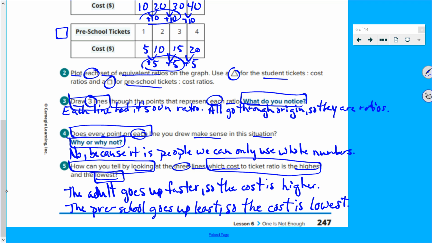Okay? So make sure you're answering all the questions. Make sure you're paying attention. And you understand not every point always matters. You have to look at what is being compared.